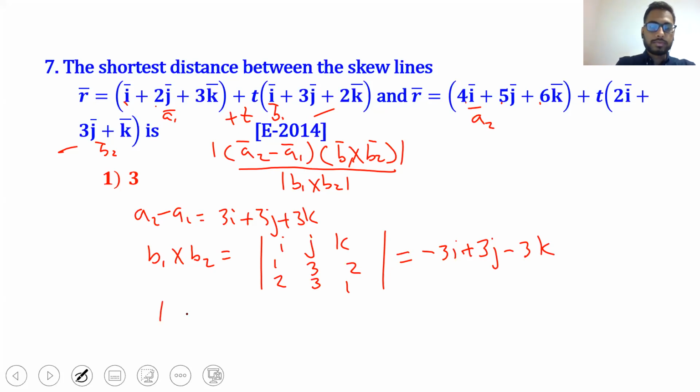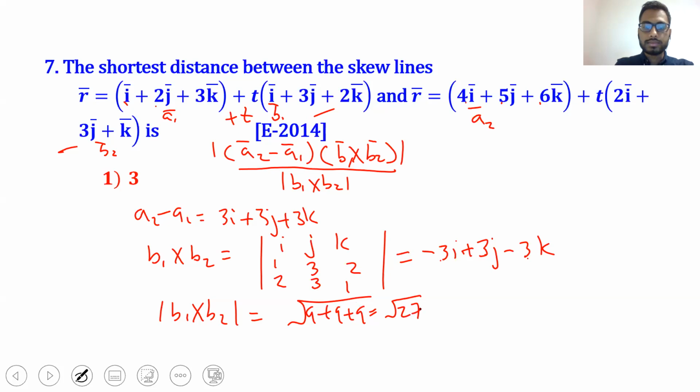What would be the value of |b1 cross b2|? Under root of (minus 3) square plus 3 square plus (minus 3) square. So that's 9 plus 9 plus 9. That is under root of 27. You can take 3 common later on.